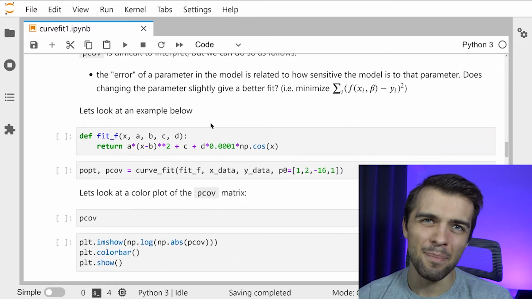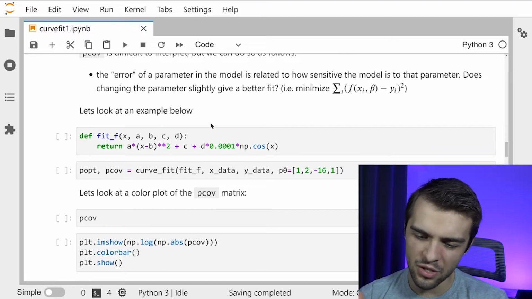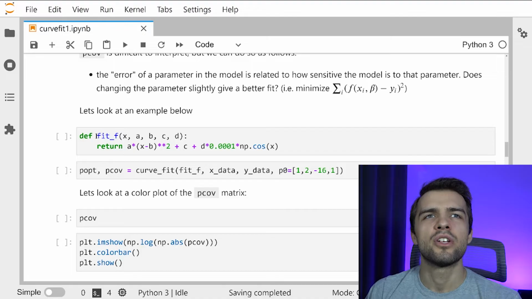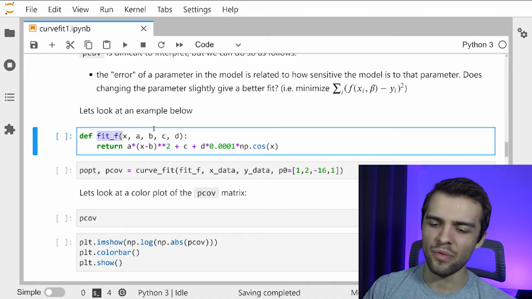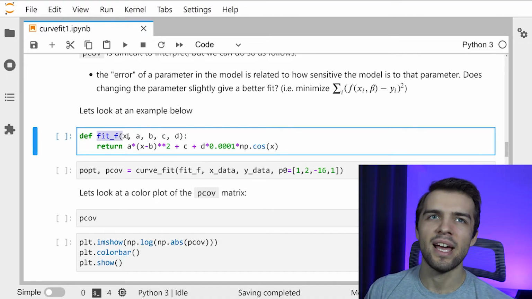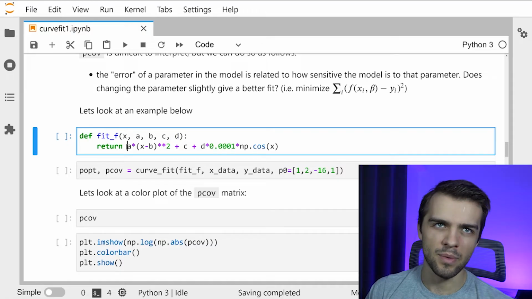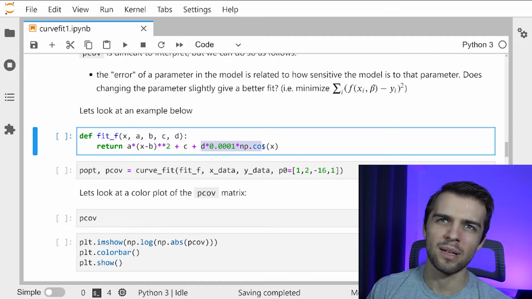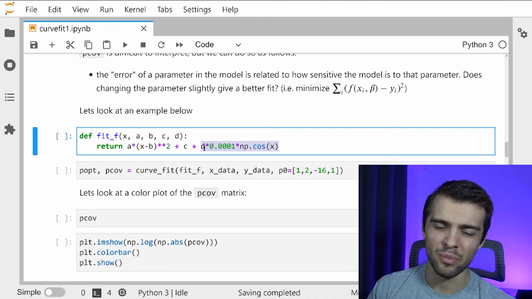So I'm going to look at an example here, and I think this really helps understand what's going on with this matrix. Here's a fit function, and it's exactly what I did above, except I'm introducing a new parameter d. So I have my quadratic curve, and then I have this d times 0.0001 times cos x. So this is like a term that's really, really small.